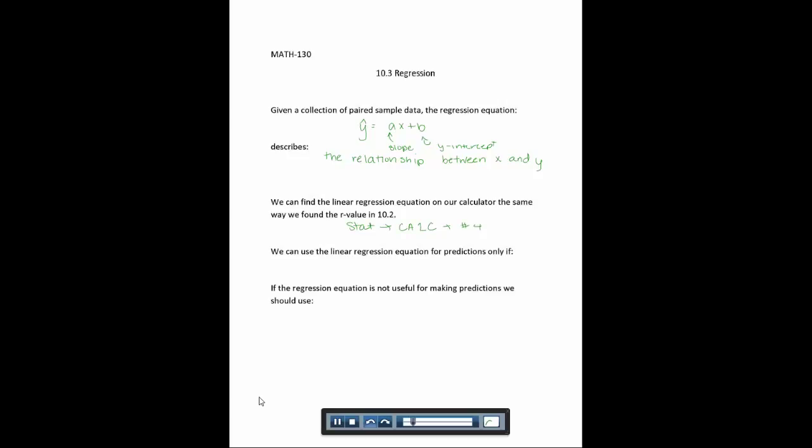Now, we can only use the equation if there is linear correlation. So first we have to check and see if there is correlation using what we learned in 10.2. And if there is, then we can talk about the equation. But if there's not, that line isn't going to mean anything. If there's not linear correlation, we just let y hat equal the mean of the y values. So it would actually just be a horizontal line. It would just be one number, the average.